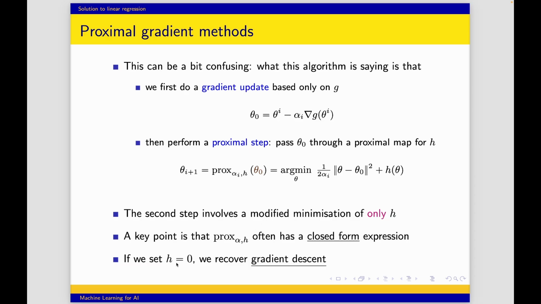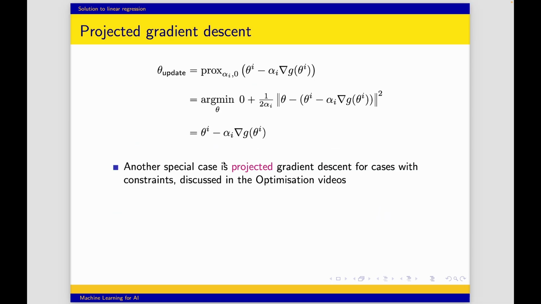If we set h equals 0, we get back to gradient descent. So let's see why that is. So by definition, theta update now is the proximal map with this alpha I parameter. If we set h equals 0, it's the proximal map associated to 0, the 0 function, evaluated here. Well, that's by definition the argmin of h of theta, which is now 0. So it's just the argmin of this, which has a straightforward solution. So this is this thing dotted with itself. So we're going to get 2 times 1 over 2 alpha I.